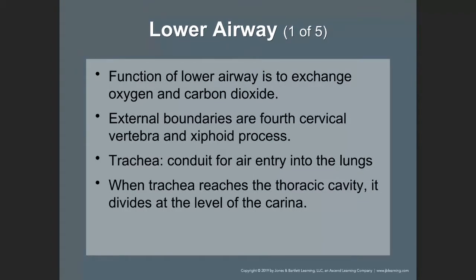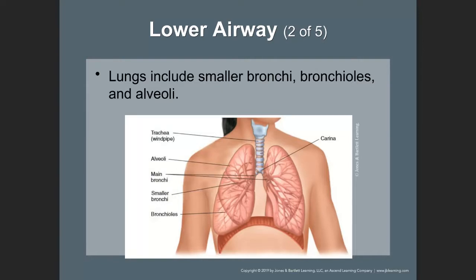Lower airway function: the function of the lower airway is to exchange oxygen and carbon dioxide. External boundaries are the fourth cervical vertebra and the xiphoid process. The trachea is a conduit for air entry into the lungs. When the trachea reaches the thoracic cavity, it divides at the level of the carina. The lungs include smaller bronchi, bronchioles, and alveoli.